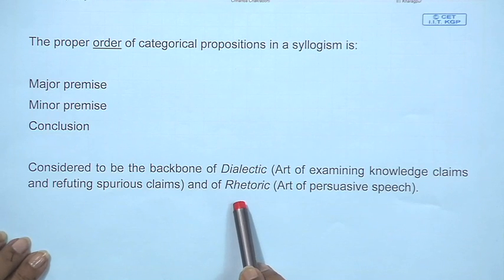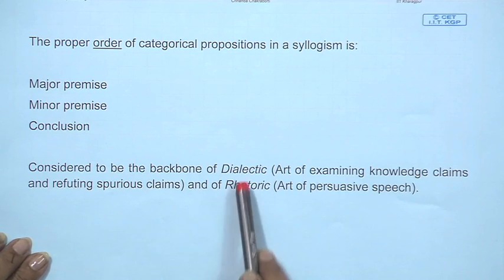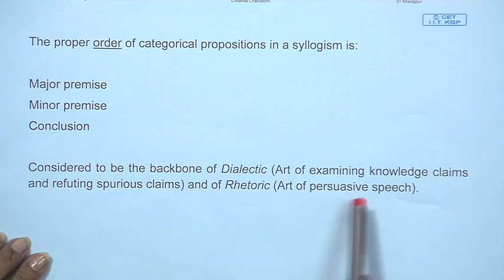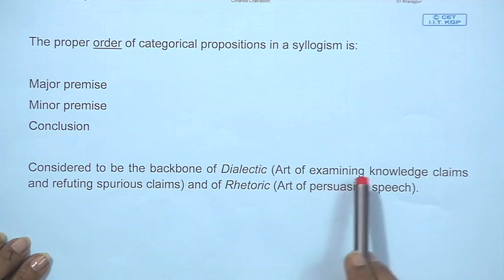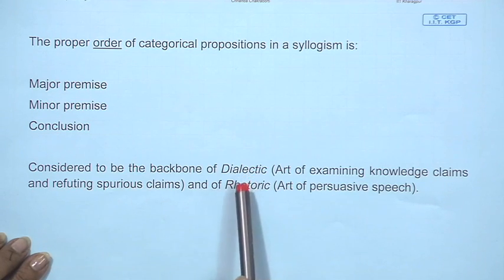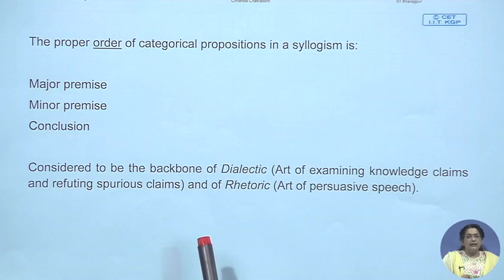So, to keep rhetoric separate from proper dialectic, dialectic is the art of examining knowledge claims and refuting spurious claims. This is what Aristotle was after, that rhetoric must be kept away from dialectic, from the actual work of logic, to examine claims made by people and to refute unacceptable claims. In order to do that, the syllogism is the backbone, okay? And he wanted to keep the purity of the syllogism through these kinds of structural requirements.